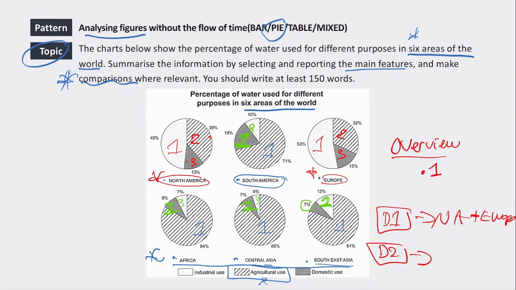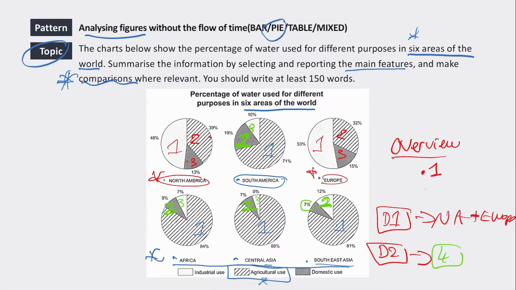Okay, so then I'm going to be comparing the other 4 countries together. There's a comparison within the paragraph where I'm saying all the countries have got the biggest use of water for agricultural use, and then in 3 countries the next biggest use is domestic, apart from Southeast Asia, where the next biggest use is industrial. So by looking at it and taking some time and looking through the data, I've already figured out what I'm going to talk about.